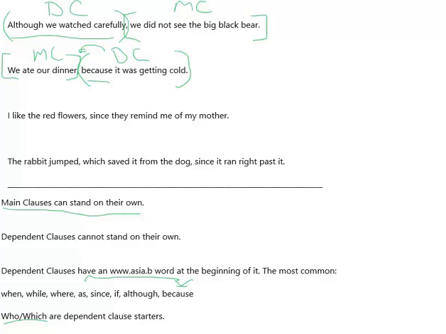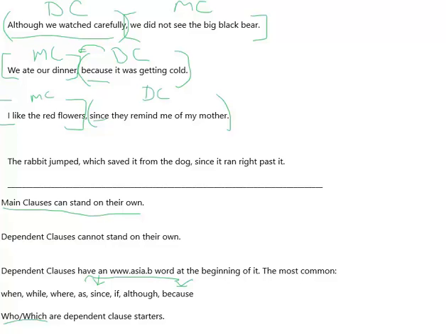All right. I like the red flowers since they remind me of my mother. All right. What could stand alone? Since they remind me of my mother, or I like the red flowers? It's the beginning. I like the red flowers. There's your main clause. And since they remind me of my mother is the dependent clause. And since is our AAAWWWUBBIS word. It's right here.